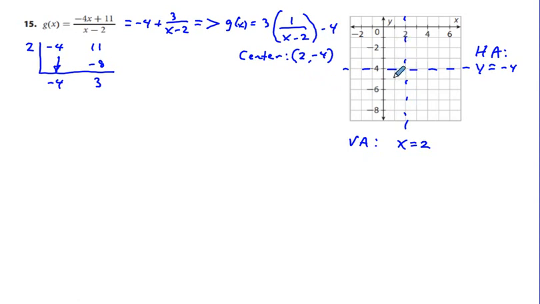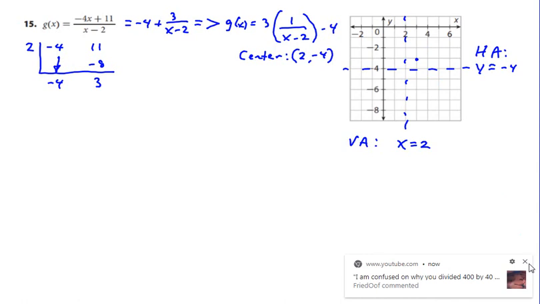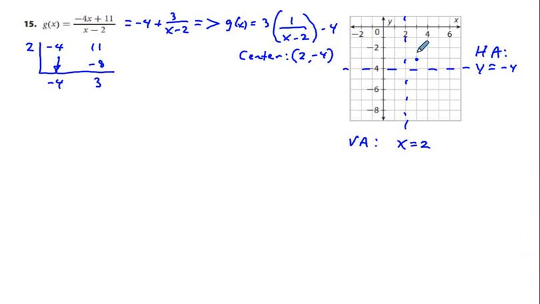For a standard parent function, our point (1, 1), which we would normally see, would be right here. But this a value of 3 means we're going to stretch by a factor of 3. So we're going to multiply that by 1, 2, 3. So this is going to be one of our points here, which looks like (3, -1).